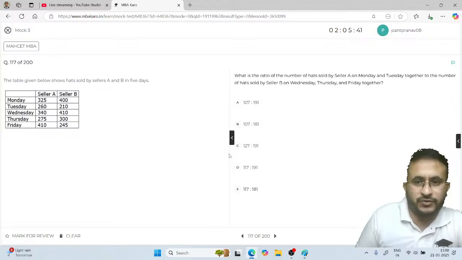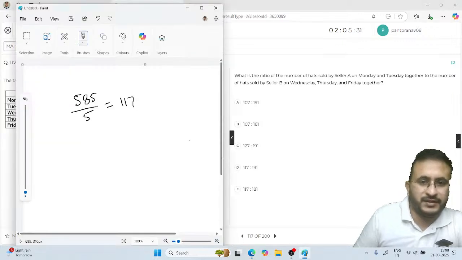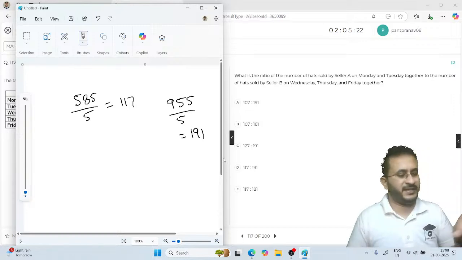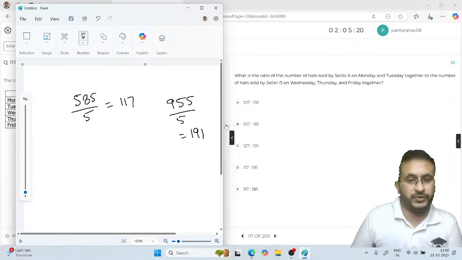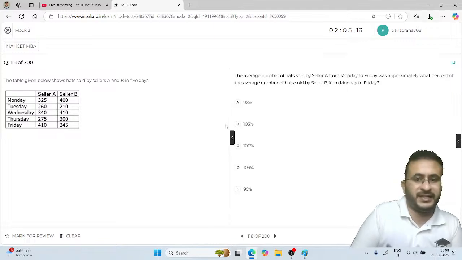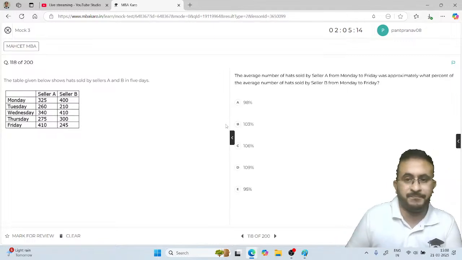The number of hats sold by seller B on Wednesday, Thursday, and Friday together. So, this is 710 and 245, 955. Okay, 955. If you're good at calculations, you can do it mentally too. I could have done this mentally, but just showed you how. So 955, that means 191. ये easy set है, should be attempted in the test.